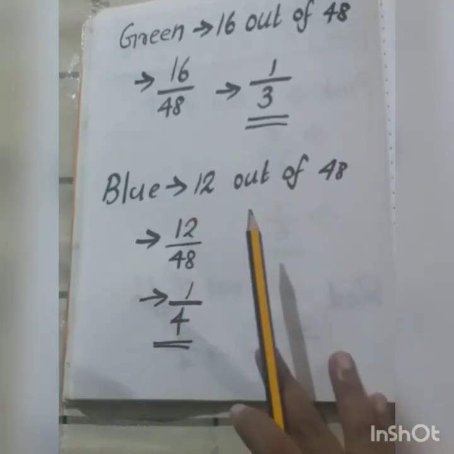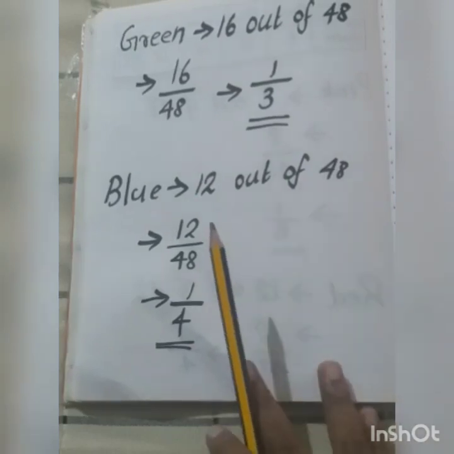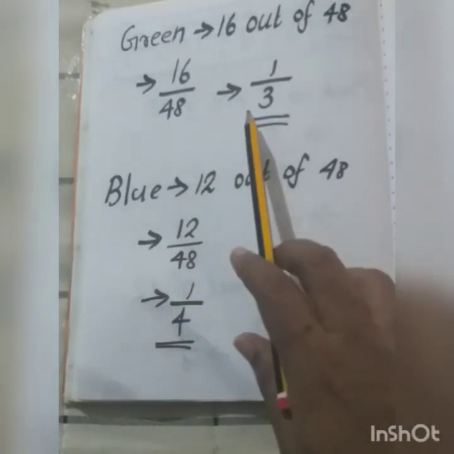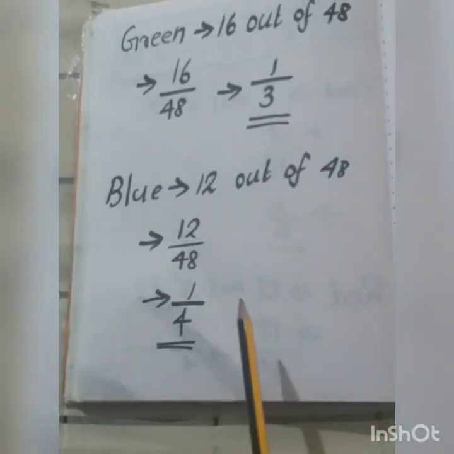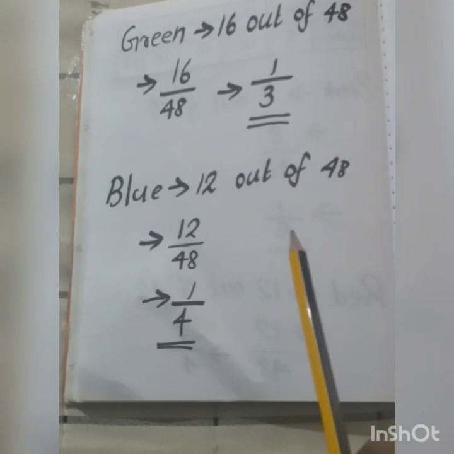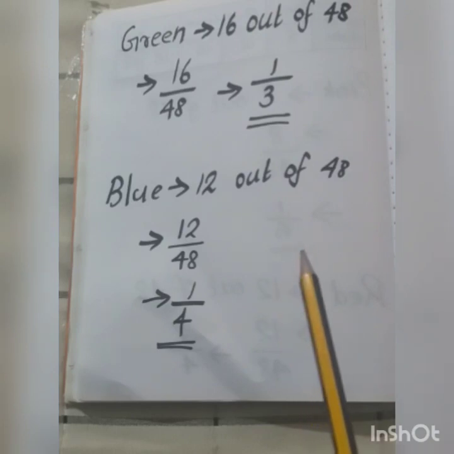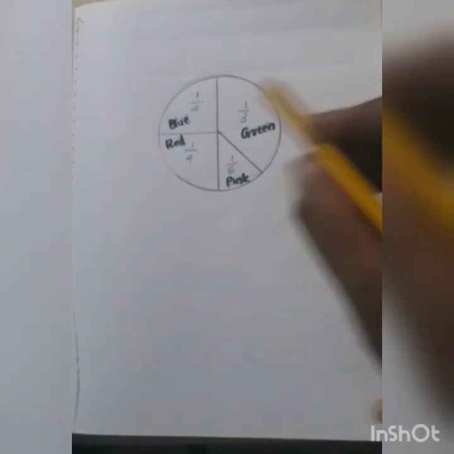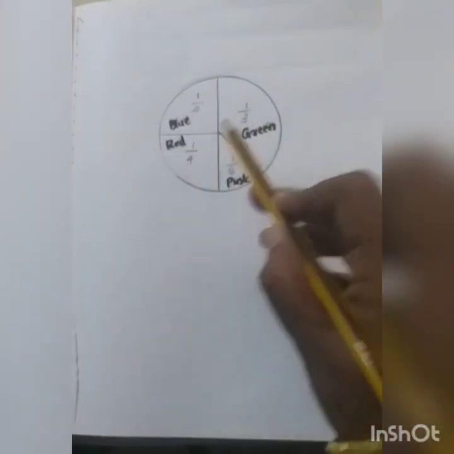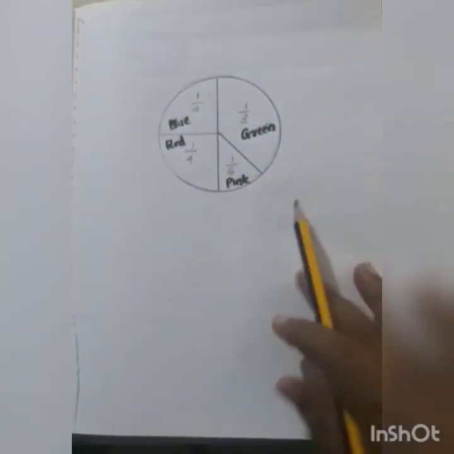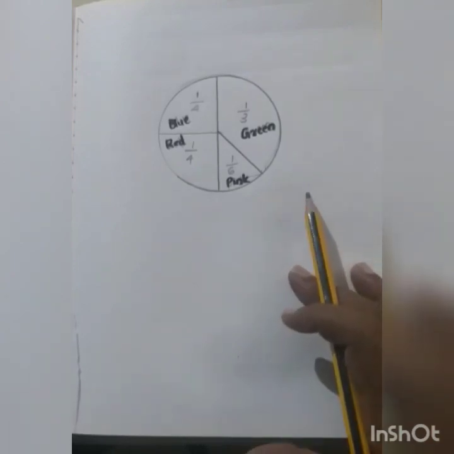So the portion of the circle that each of the four colors represents, we found. That is blue 1 by 4, green 1 by 3, then red again 1 by 4 and pink 1 by 6. Now we need to represent this data. How can we represent it on a circle? First drawing a circle, then we have four colors. Blue 1 by 4, red 1 by 4, green 1 by 3, pink 1 by 6. So in this way you can represent the given information in a circle graph.